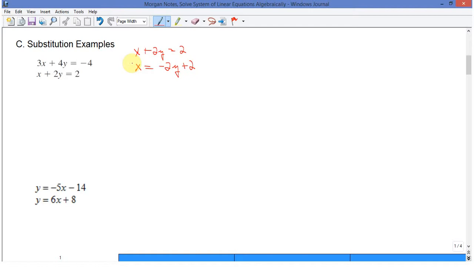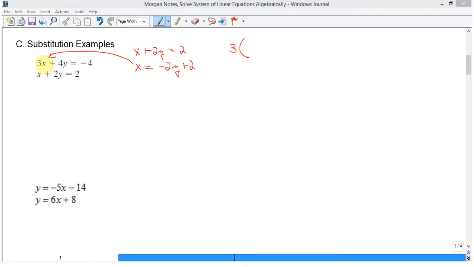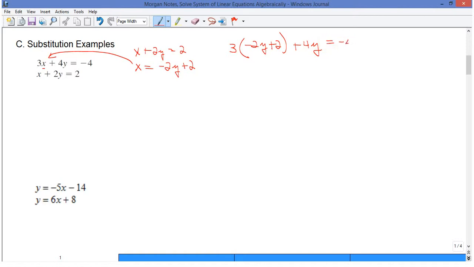I'm going to take this value of x and dump it into this equation for that value of x, because at the solution point they would have to be the same. So when I substitute that value of x, I've got 3, and now I'm replacing the x in this equation with my value of x that I came up with when I isolated. So that would be negative 2y plus 2. And if you had more than one x in this equation, you would have to substitute it in for every value of x. Plus 4y is equal to negative 4.